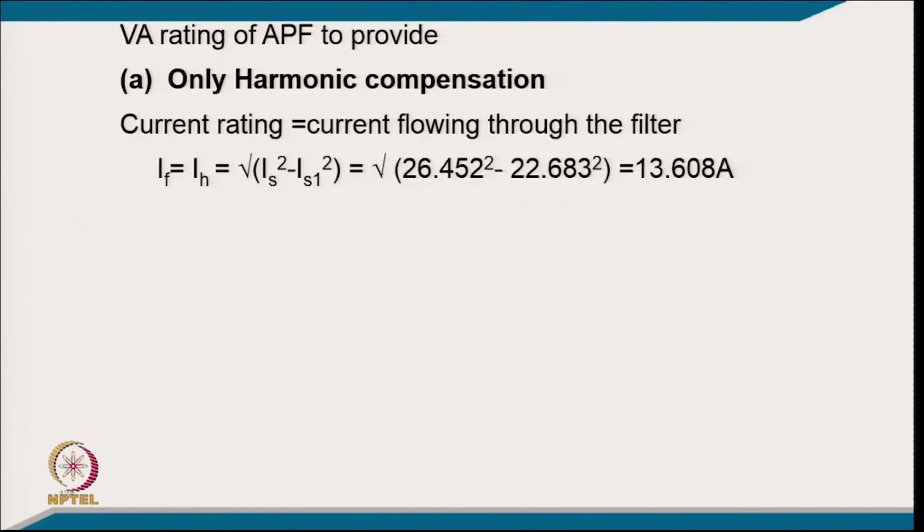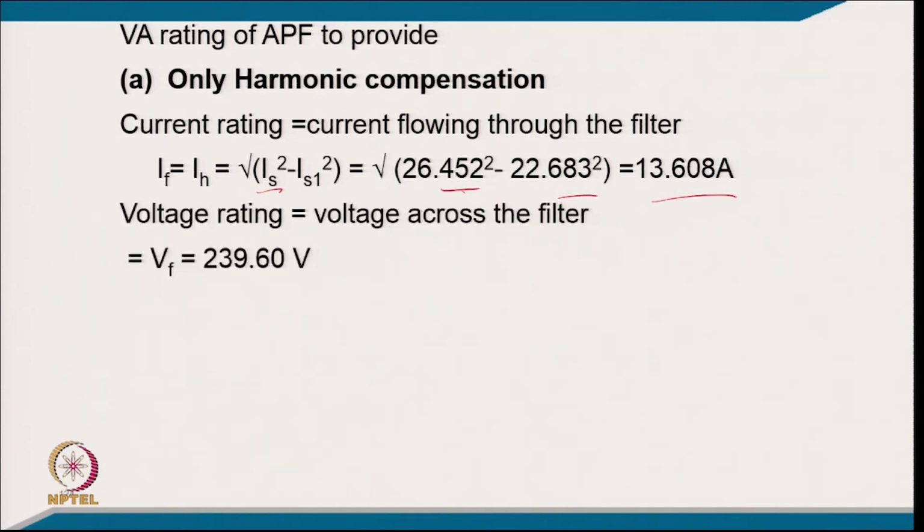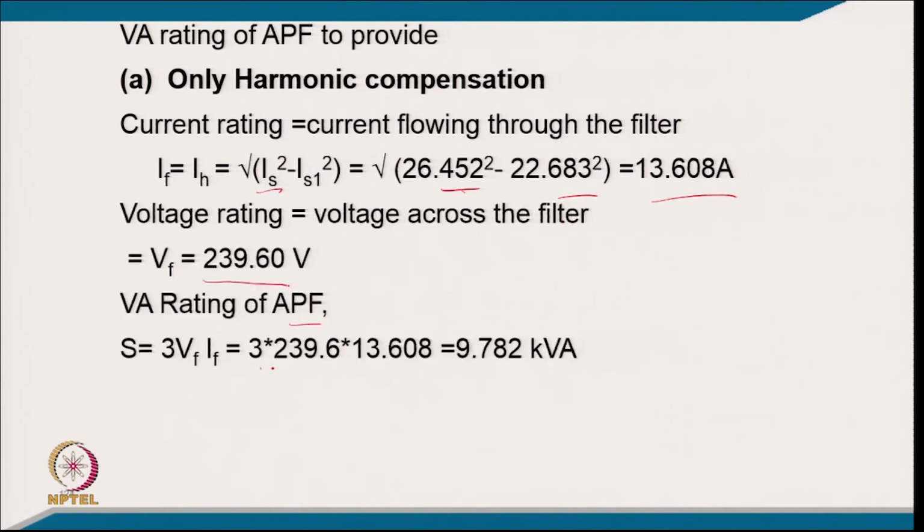So, now coming to the calculation of voltage and volt ampere rating of the active power filter for only harmonic compensation. So, the current rating will be the current flowing through the filter. So, that is IF equal to under root IS square minus IS1 square. So, putting the value of the RMS current minus the fundamental current square, it comes 13.0608 ampere, and the voltage rating, because it is connected at the PCC, is the same as the phase voltage 239.6 volt, and VA rating will be 3 times the phase voltage and then phase current, it comes 9.782 kVA.